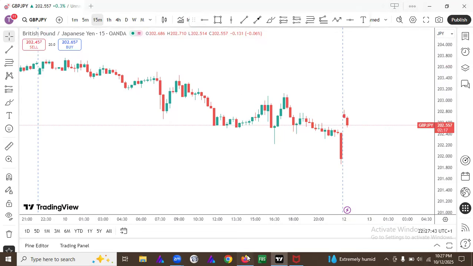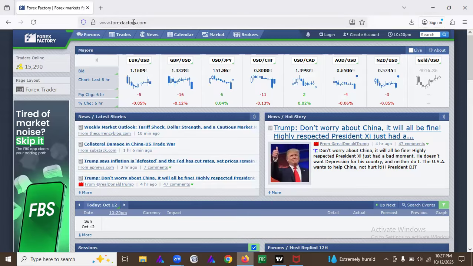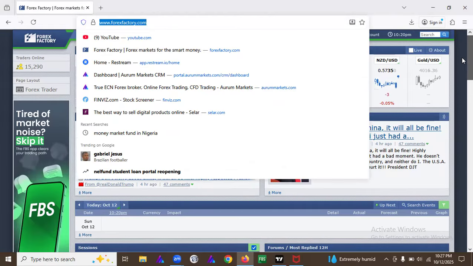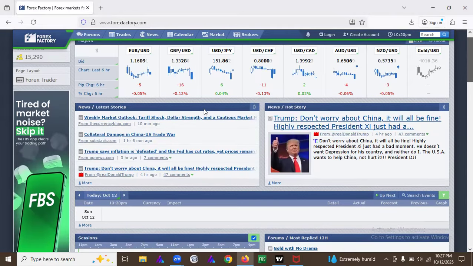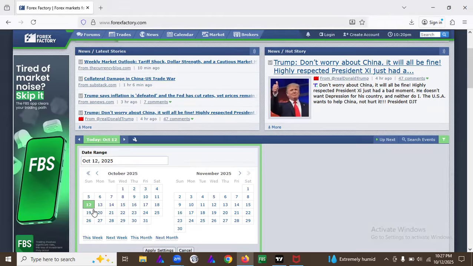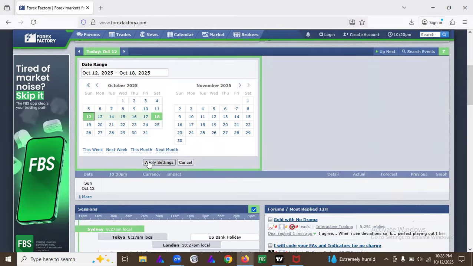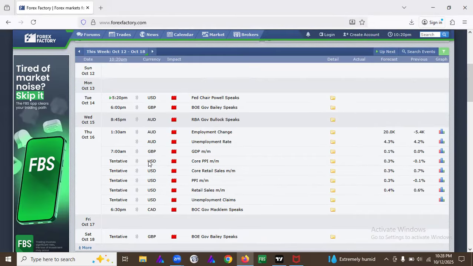So we'll go to, I use Forex Factory. That's the calendar I use for checking news. So this week starts 12th to 18th. Now I'm only interested in the major news. We have medium impact, we have high impact, and we have low impact news. I'm only interested in the major news because those are the major drivers of the market. So that's why I'm only focused on the major news.